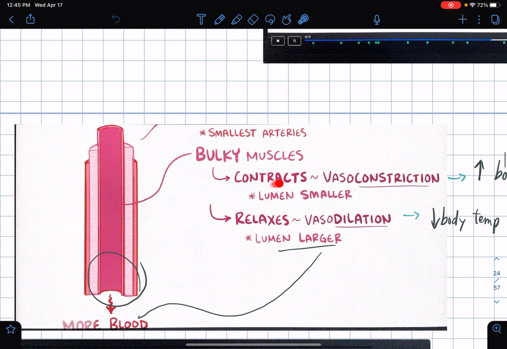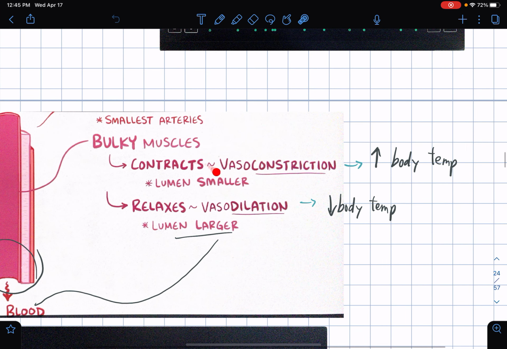Bulky muscles contract, vasoconstriction, and the lumen is smaller. If it relaxes, then the lumen is larger, in other words, vasodilation. If contraction happens, then the body temperature is raised. But if there is vasodilation or relaxation, body temperature goes down.